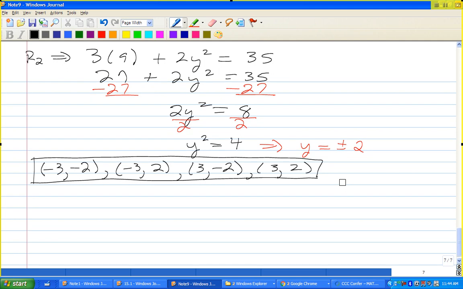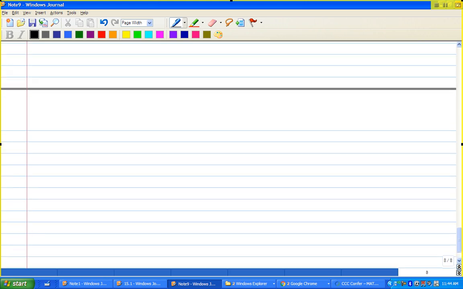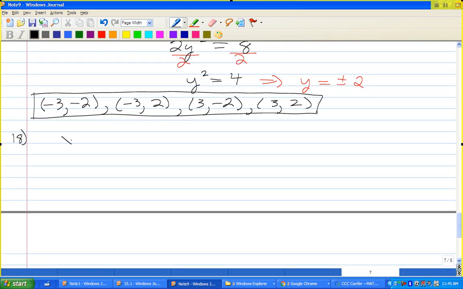Okay. Let me do problem number 18. And so in this case, I want to graph an inequality. x squared over 36 minus y squared over 36 is greater than 1. Okay, and so notice that this will be, well, let's look at the boundary line.